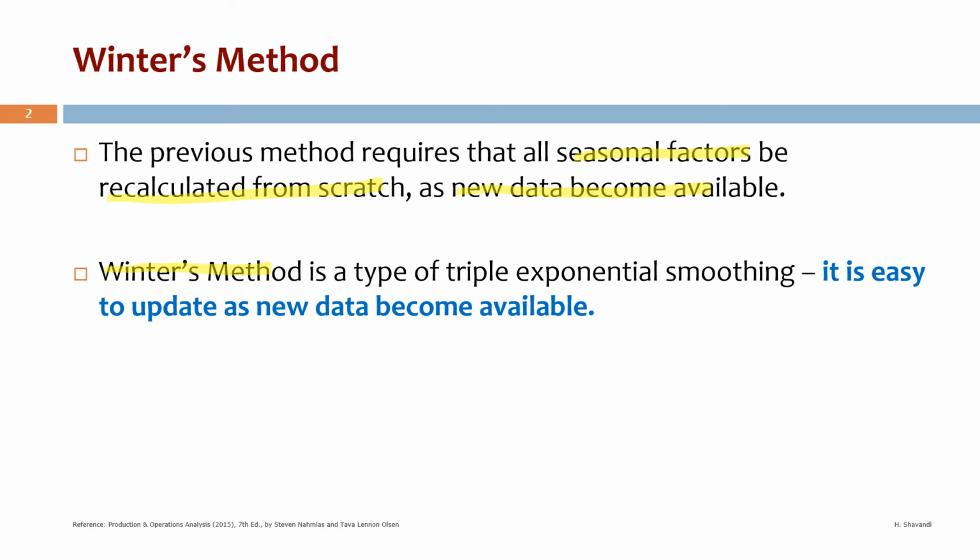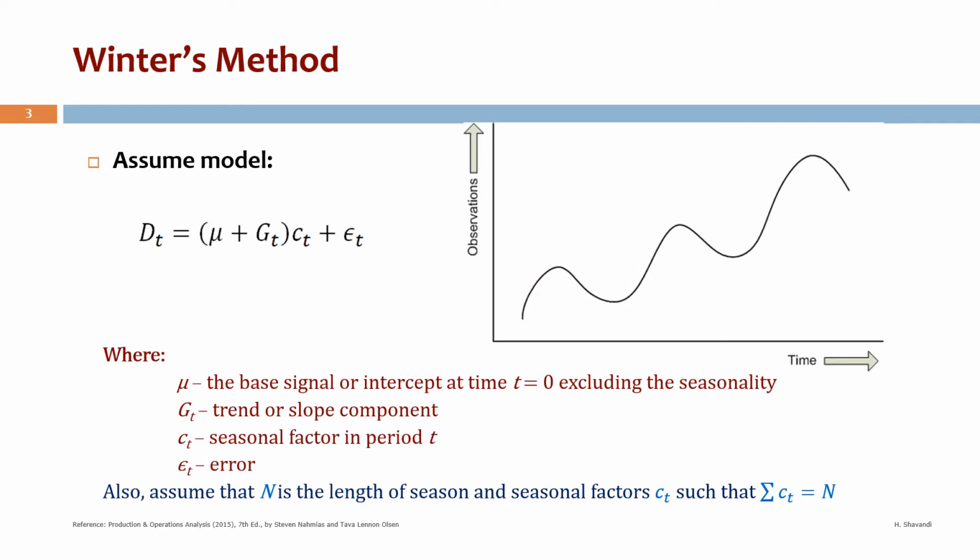And Winter's method is actually a triple exponential smoothing method. Here is the model of Winter's method. As you see in this figure here, we assume that we have a trend and seasonality in our time series. So the mu here is the base. As you see here, mu doesn't have the subscript of t. So it's a constant, and it's the base signal or the base intercept at time 0, excluding seasonality.